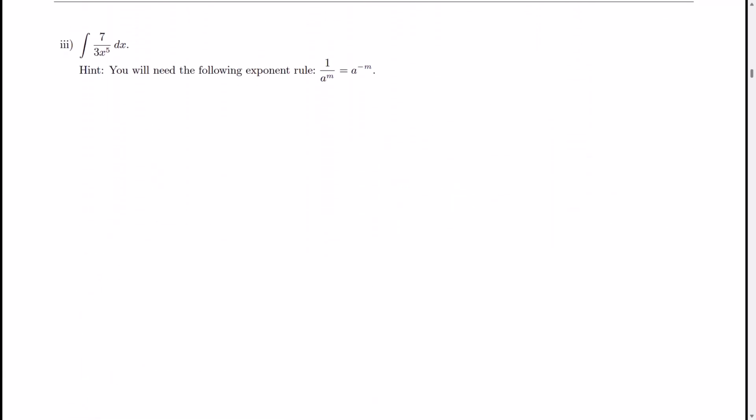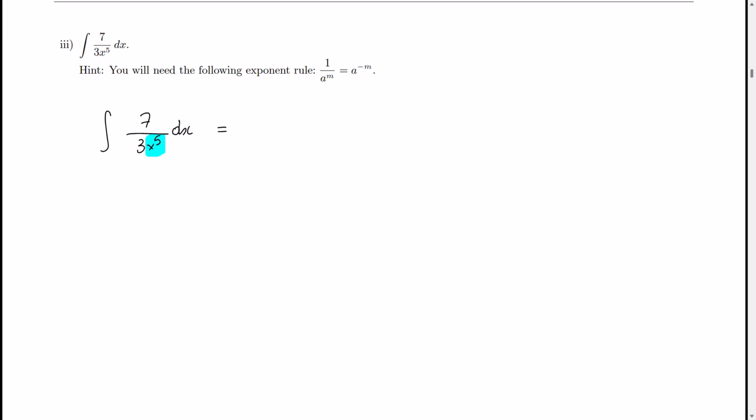All right, so for part 3, we have something strange going on. We have a 7 over 3 and x to the 5, and the x to the 5 is in the denominator, and we're asked to integrate this part of the problem. We're given a little hint that can help us out, but the bottom line is that it is bad for this x to be in the denominator. Whenever we're integrating, we want our variables to be in the numerator before we start the process of integration.